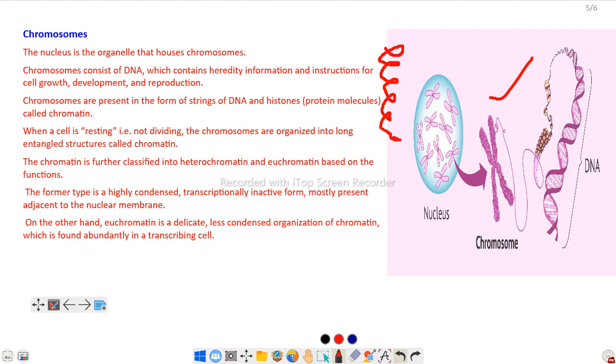According to their coiling, there are two types, euchromatin and heterochromatin, based on their function. The former type, heterochromatin, is a highly condensed, transcriptionally inactive form, mostly present adjacent to the nuclear membrane. On the other hand, euchromatin is delicate, less condensed, organized chromatin, which is found abundantly in the transcribing cell.